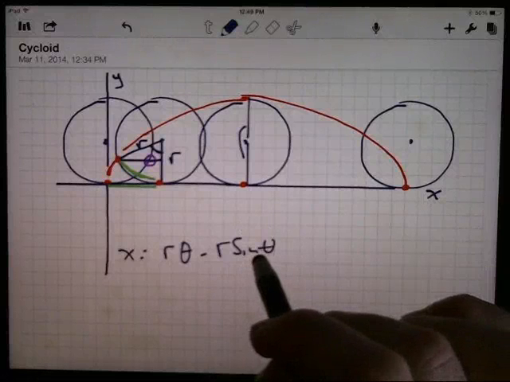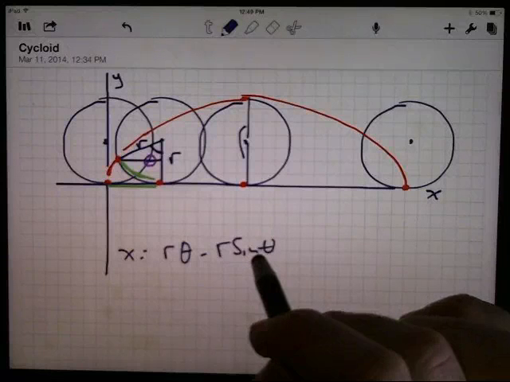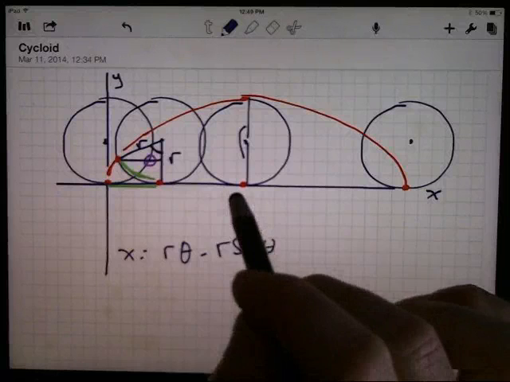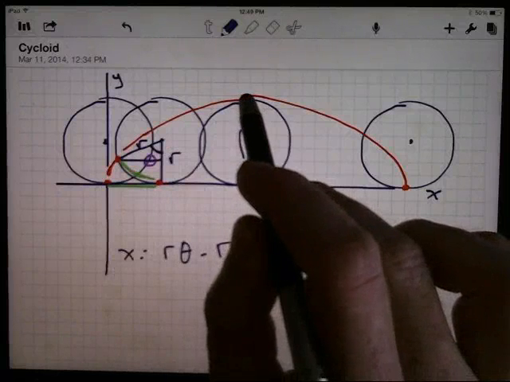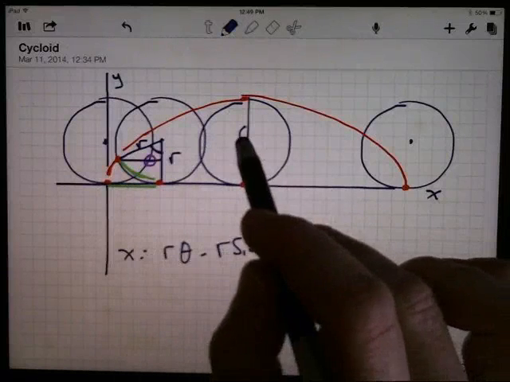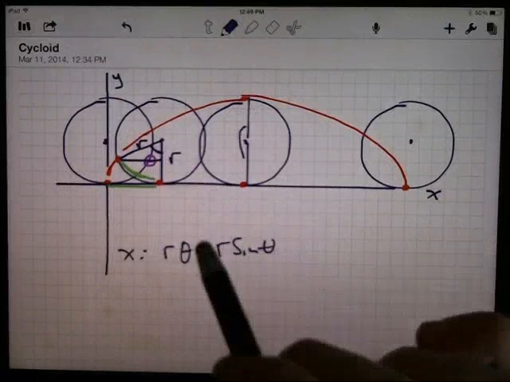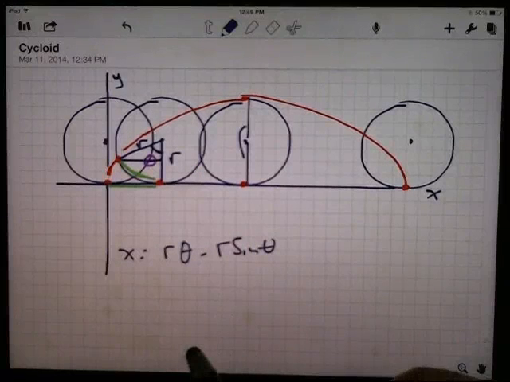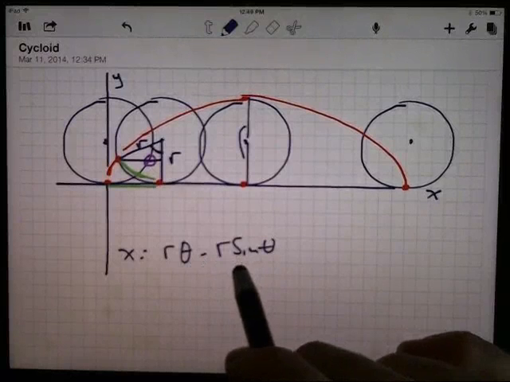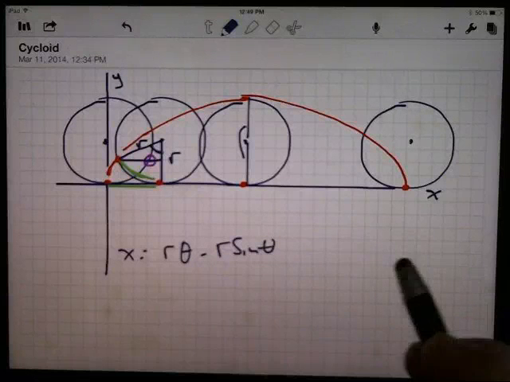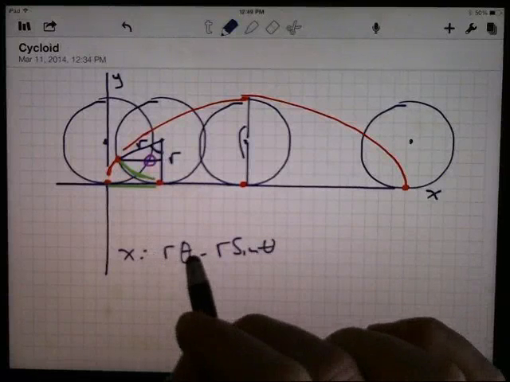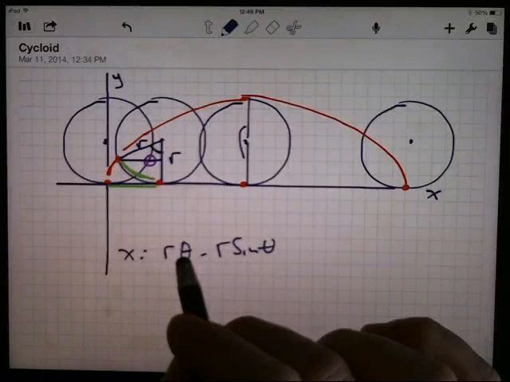Notice that by the time you've rolled out to here and the angle is pi, the sine of pi is going to be 0, and so the distance that this point has moved, the x-coordinate, is the same as what the center has moved. So it kind of lags behind the center for a while, and then it catches back up again. Actually, the r theta is exactly where the center is.